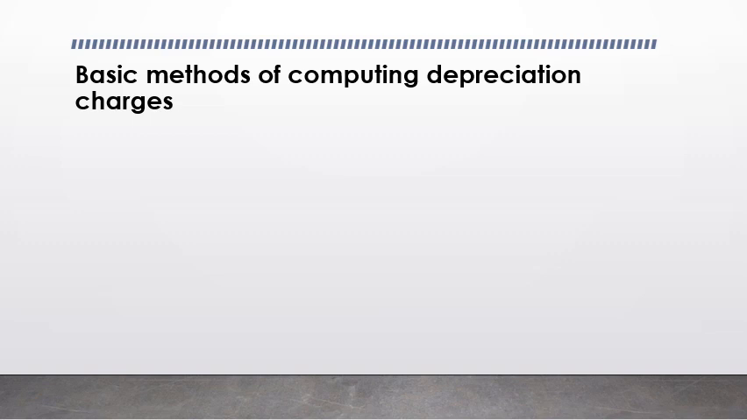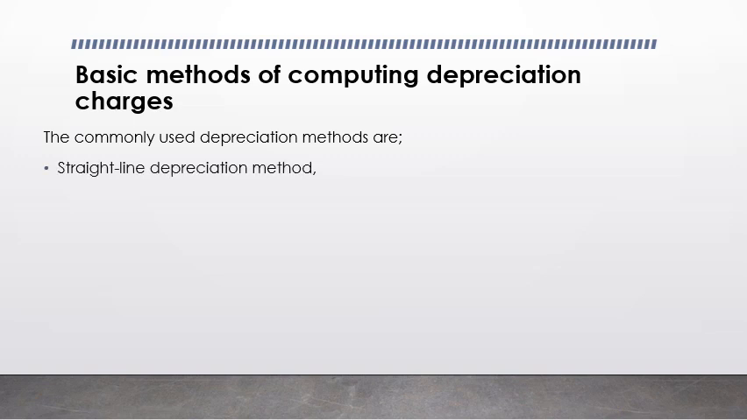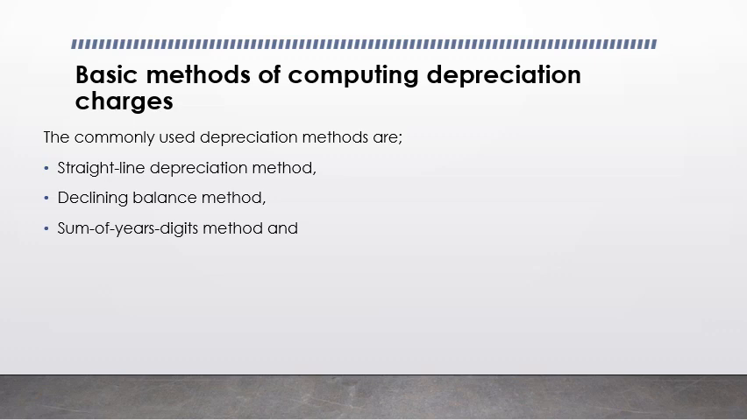Now let us switch over to basic methods of computing depreciation charges. Predominantly there are four methods. First one is the straight line depreciation method, second one is declining balance, third one is sum of years digit method, and then the sinking fund method. First let us start with the straight line method. What is the straight line method?